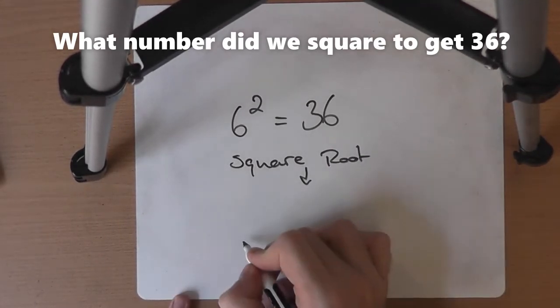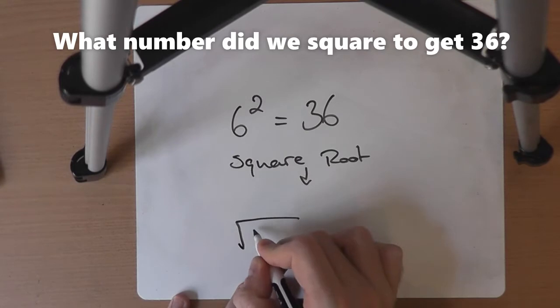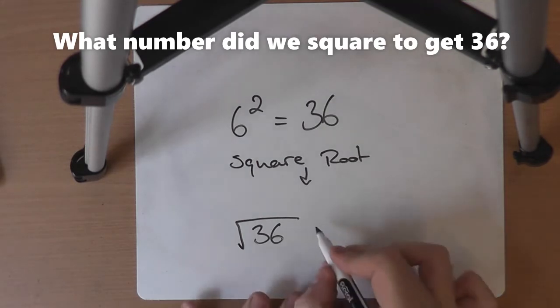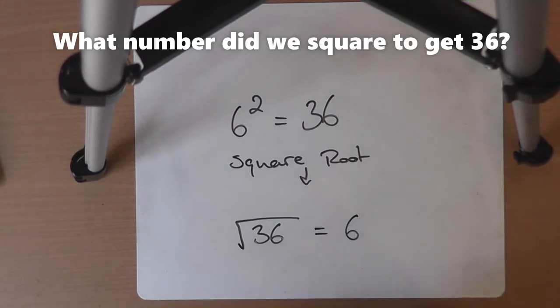And it is written like a kind of tick with the number inside. This symbol, this kind of tick with the number inside, is the square root. And this says the square root of 36. And the square root means what number did we square, what number did we times by itself to give us the number inside the square root, in this case 36. And that number must have been 6, because 6 times 6 is 36.